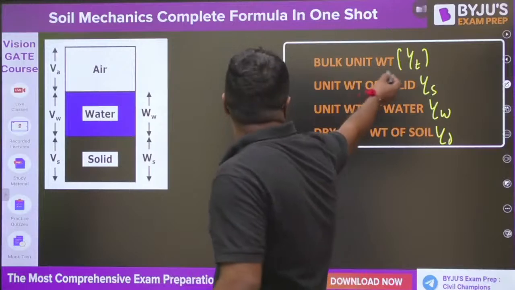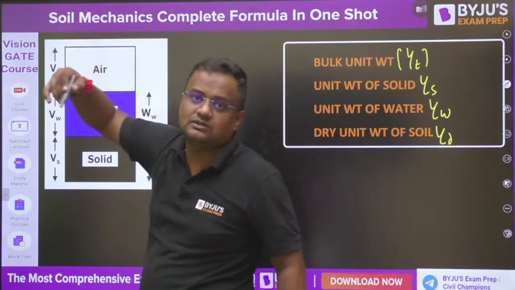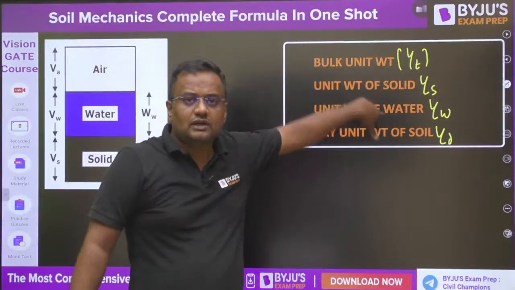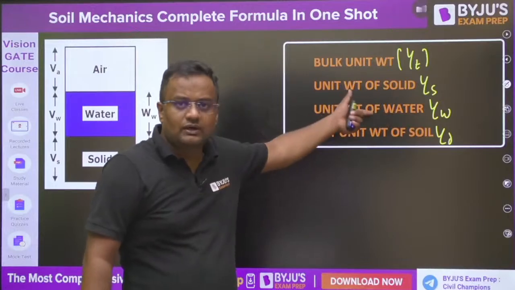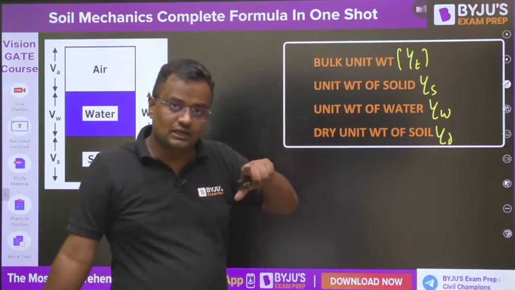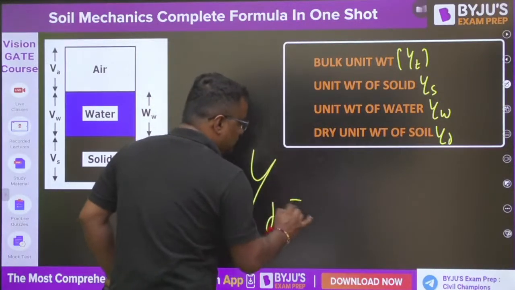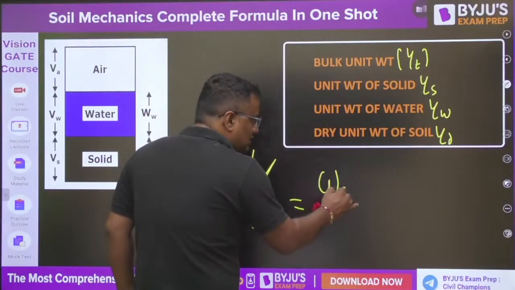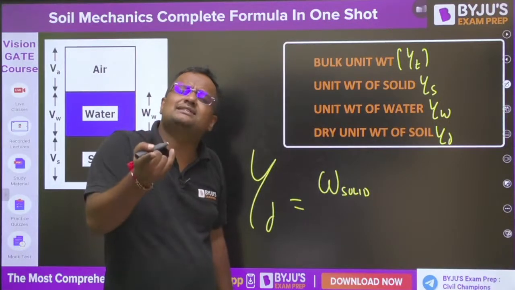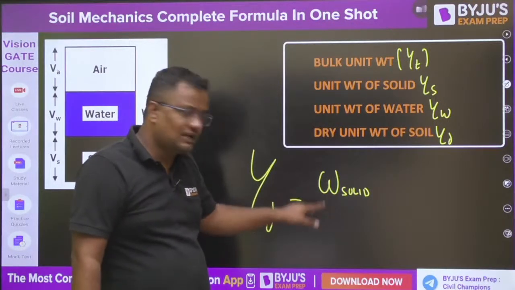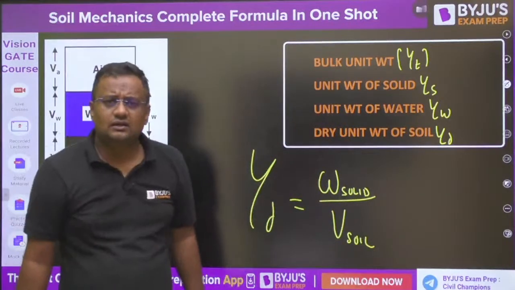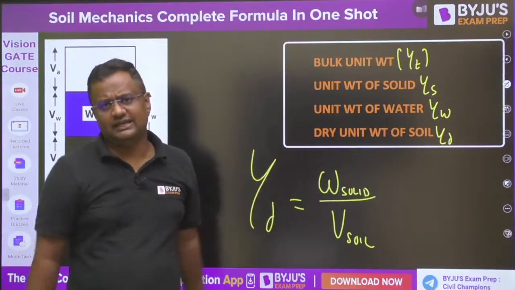Bulk unit weight refers to soil. So gamma T means weight of soil upon volume of soil. Unit weight of solid is weight of solid upon volume of solid. Unit weight of water, gamma W, is weight of water upon volume of water. Dry unit weight of soil means weight of dry soil upon total volume of soil. When soil is dry, only solid and air are there, and the weight of air is 0, so the weight of dry soil is the weight of solid only.